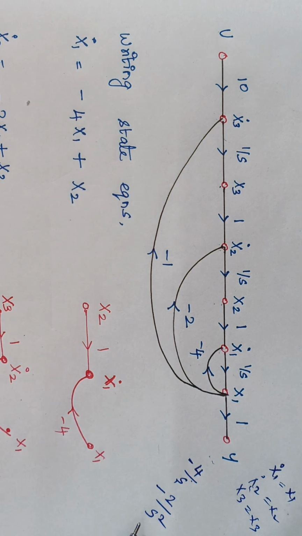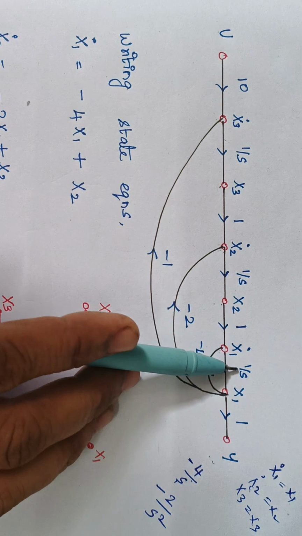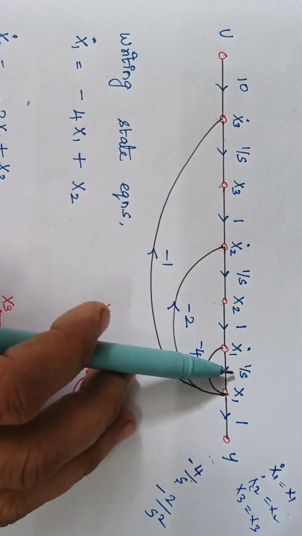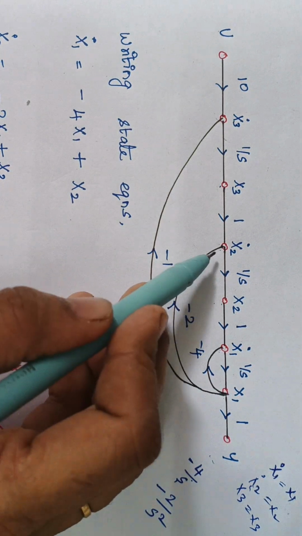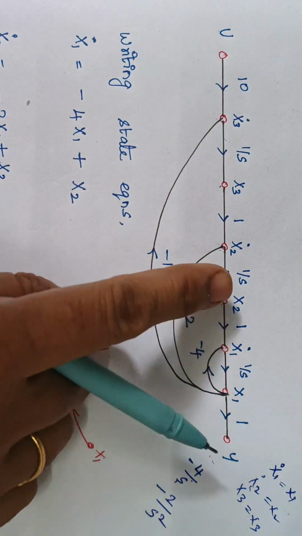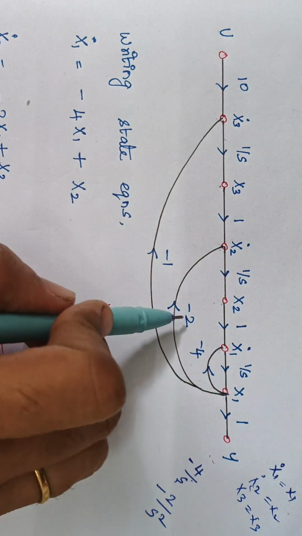Right. Therefore, I need two s terms in the denominator. That is 1 by s into 1 by s. So when you move back, you see here I am having 1 by s and here also 1 by s. When these two get multiplied, I will be getting 1 by s square. So I am drawing a feedback path which has a gain of minus 2. So the total gain of this loop will be minus 2 into 1 by s square.